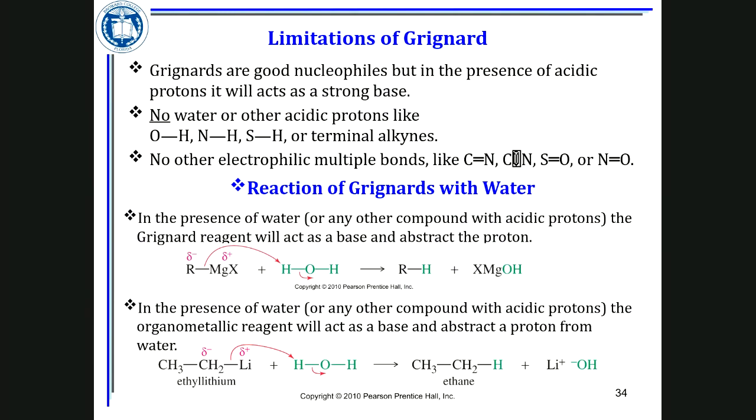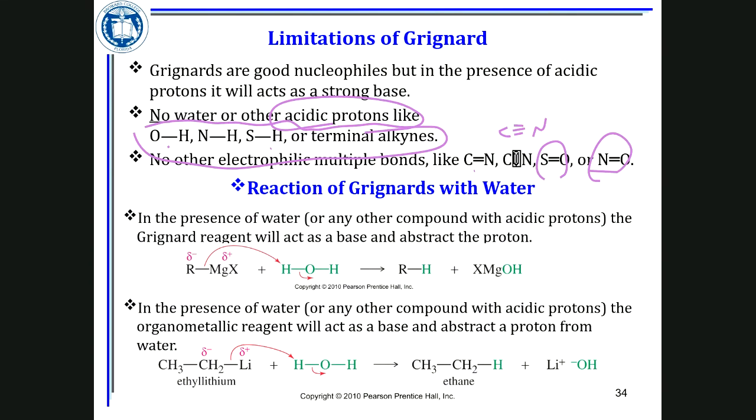What are the limitations for Grignard? No water or acidic protons can be in the reaction mixture. Acidic protons are OH, NH, SH, or a terminal alkyne. So these are the limitations. Also, no other electrophilic multiple bonds like a C=N double bond or C≡N triple bond, and no sulfoxide or oxide. So none of these should be in the reaction mixture.